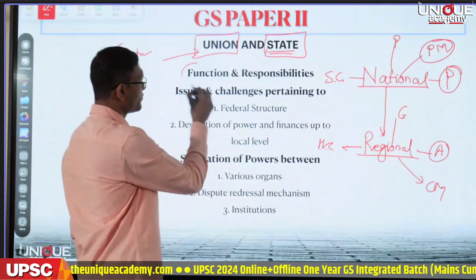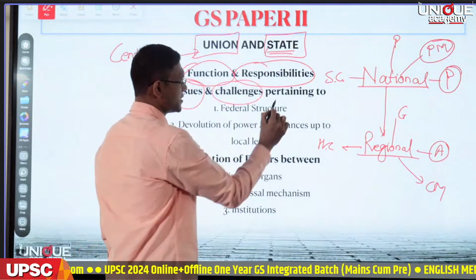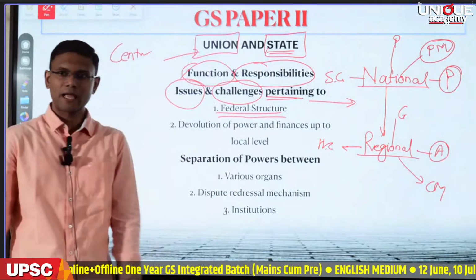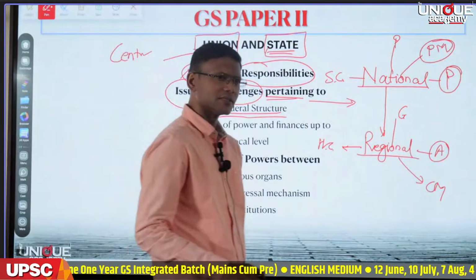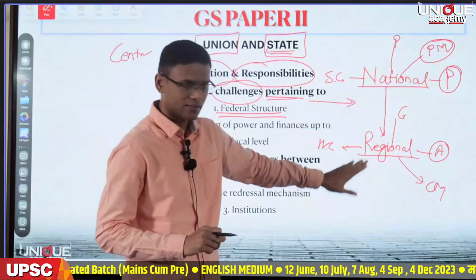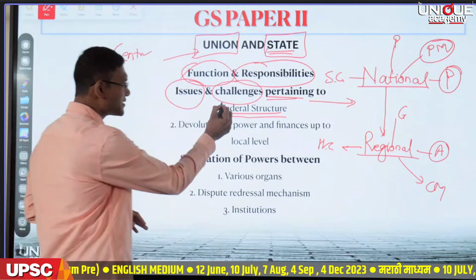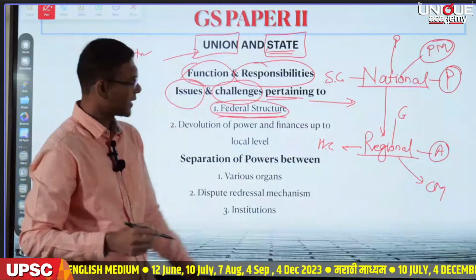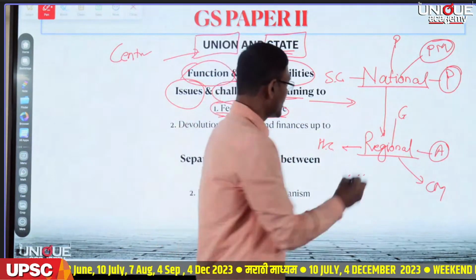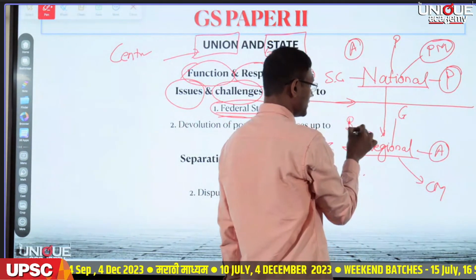See what is mentioned here: functions, responsibilities, issues, and challenges pertaining to this arrangement. That is called federal structure. I will explain later on what federalism is and what the term federal means. But basically, federal is nothing but this: that every country or every constitution which claims itself to be a federal constitution must essentially have this type of arrangement. Right, a sort of a mirror image of national government at regional level.